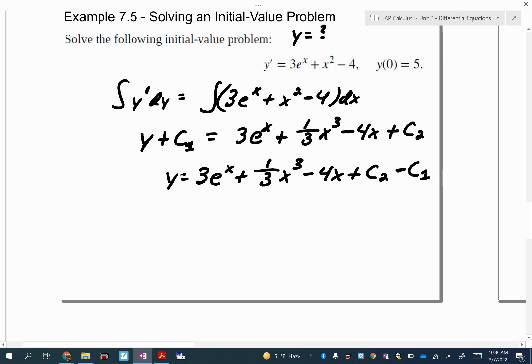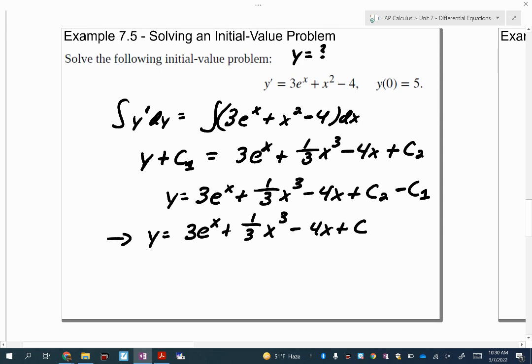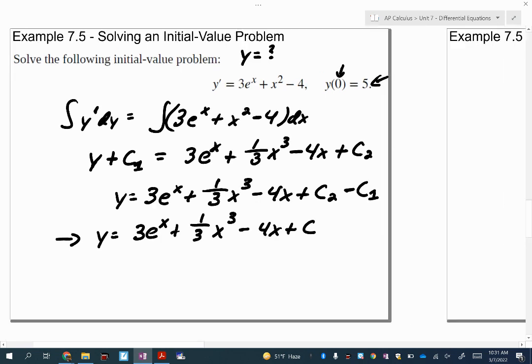But you'll notice that if I just subtract these constants, which I don't know what they are, I can go ahead and take those two constants and write them as one constant. So I'm going to copy this down one more time. But where I see those two constants subtracted, I'm just going to write one constant, plus c. All right, so this right here is what we call a general solution to this differential equation. But in order to solve this initial value problem, I need to plug in my x is 0 and my y is 5, so I can solve for c to find the particular solution to this initial value problem.